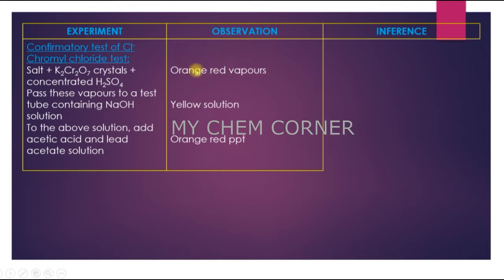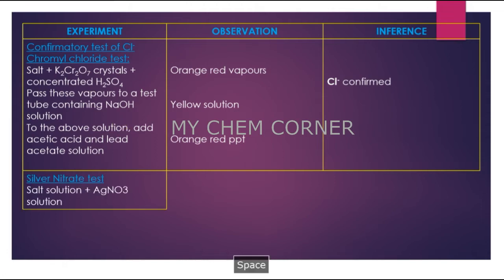You pass these vapors to a test tube that contains NaOH solution. When you shake it well, you will get a yellow solution. To this yellow solution, when you add acetic acid and lead acetate solution, you will get an orange precipitate. Now this will confirm a chloride ion. In your exam for PUC, none of the examiners are going to ask you to perform this. We don't perform it. But if you get a chloride ion in your group test, you should write this procedure in your paper.